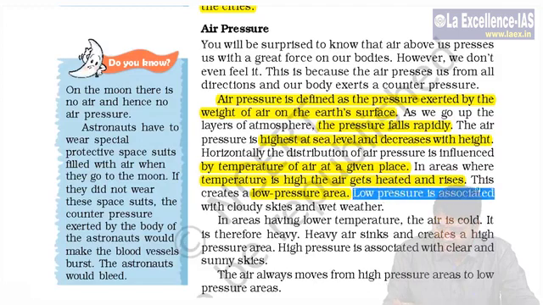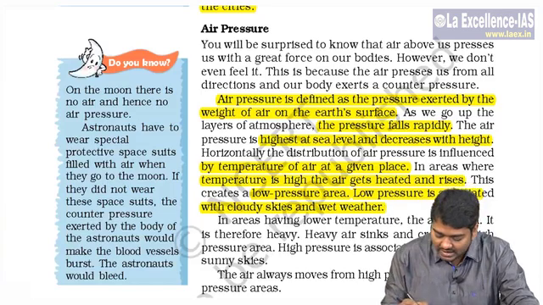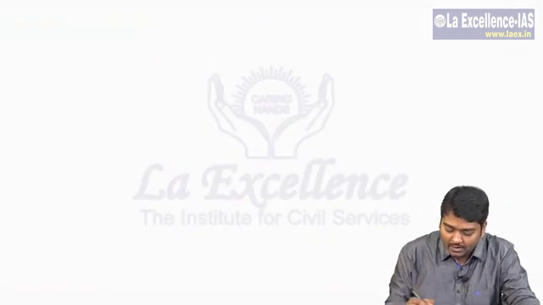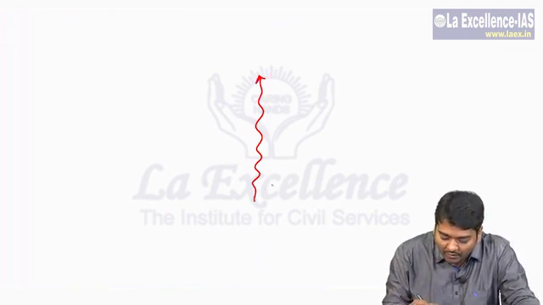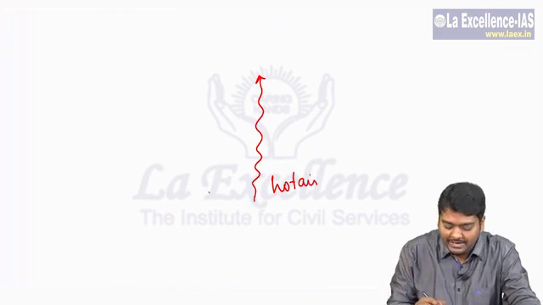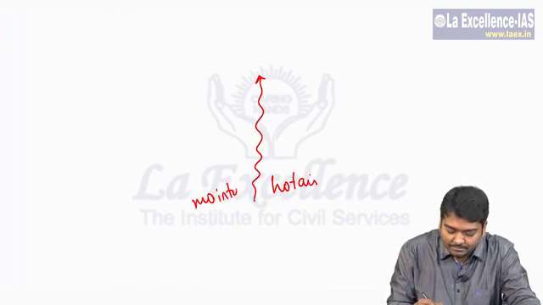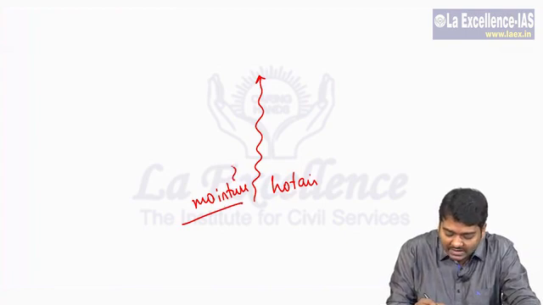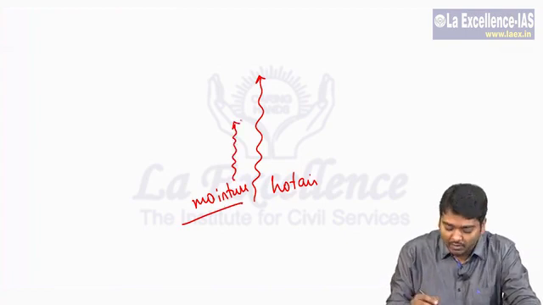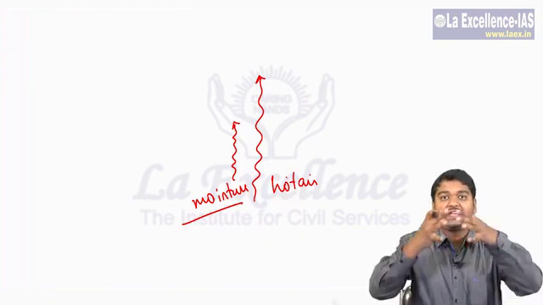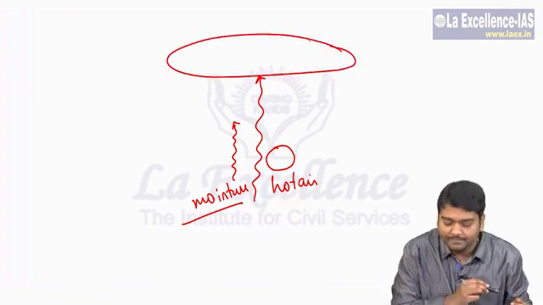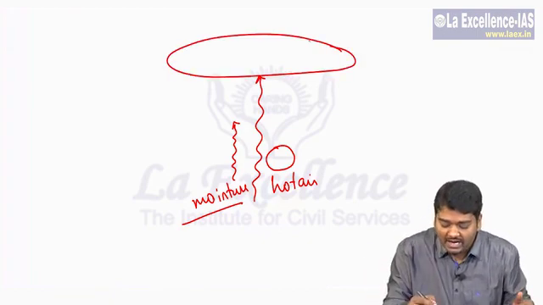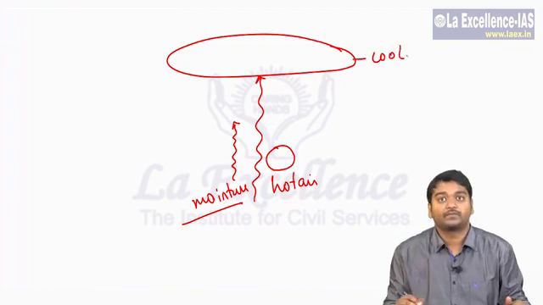Low pressure is associated with cloudy skies and wet weather. Why? The reason for this is that here we are talking about air rising above, correct? Now, you have hot air. Let me add moisture to it. And this air is rising above. Now, hot air, when it rises, it expands. Earlier it was very small, now it expanded because space is less, and it becomes cool. Correct?